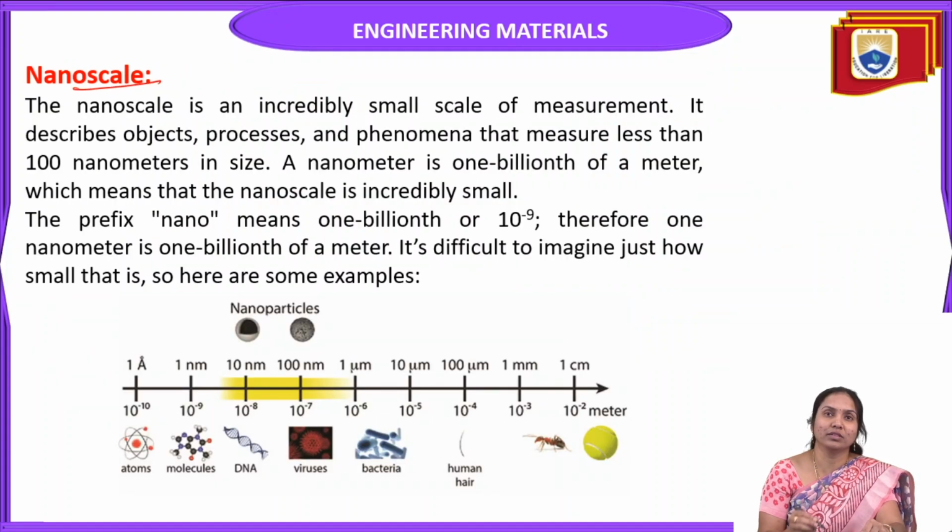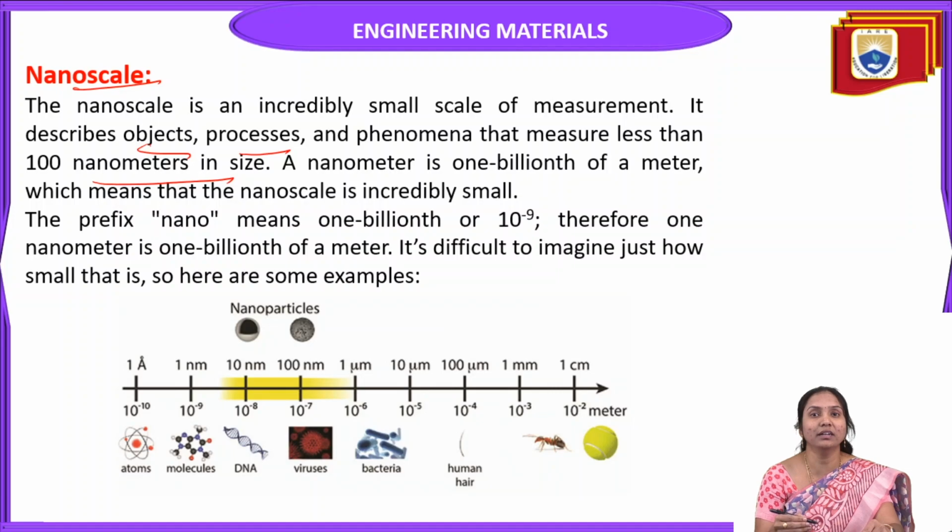So what is the meaning of nanoscale? Nanoscale is an incredibly small scale of measurement. We cannot imagine how small it is. It describes objects, processes and phenomena that measure less than 100 nanometers in size, because nanoparticle size is 1 nanometer to 100 nanometers.